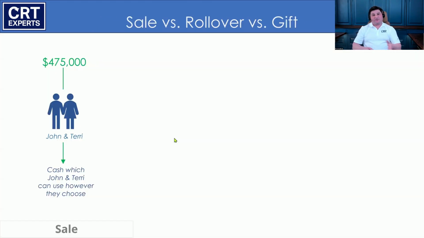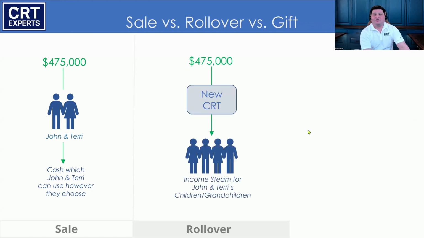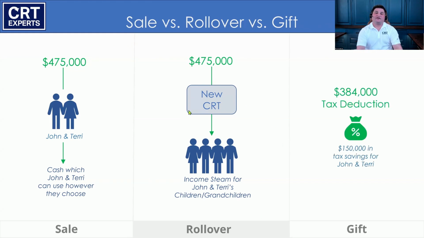So now let's look at the three options. With the sale option, we had that $475,000 going right to John and Terry personally. With the rollover, that's going into a new CRT that's benefiting, in most cases, heirs. With the gift option, they're giving their income interest to the charity. Charity gets the entire trust. They get a tax deduction equal to the IRS value of the income interest, $384,000, which for most high bracket payers is going to be worth $150,000 or so in tax savings.